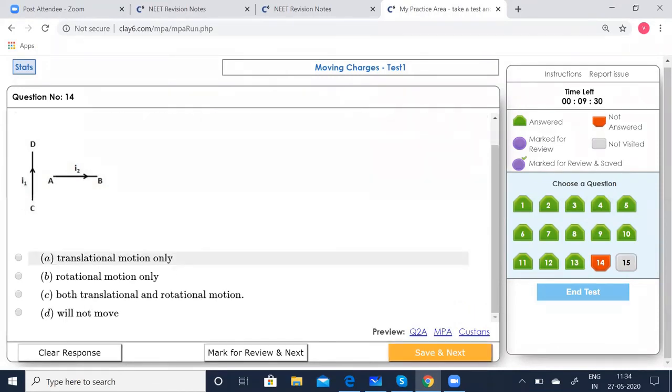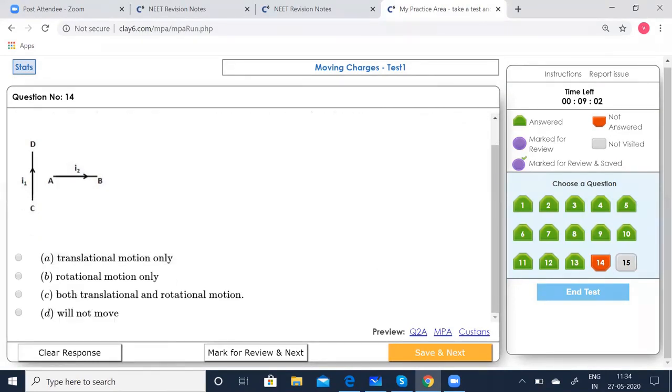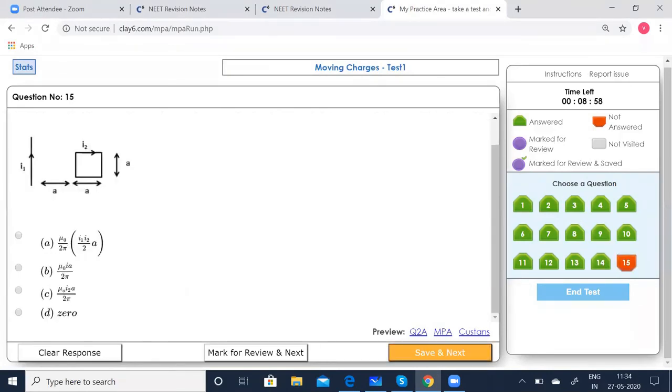Now you can see that the magnetic field due to the wire CD and the wire AB are not uniform. They have not said that it is uniform. This one is having I1 and that one is having I2. They are not uniform, so there is neither a uniform torque nor a uniform force on the wire. That is, it will experience both rotational and translational motion. So option C is correct. Save that. Go to the last question.